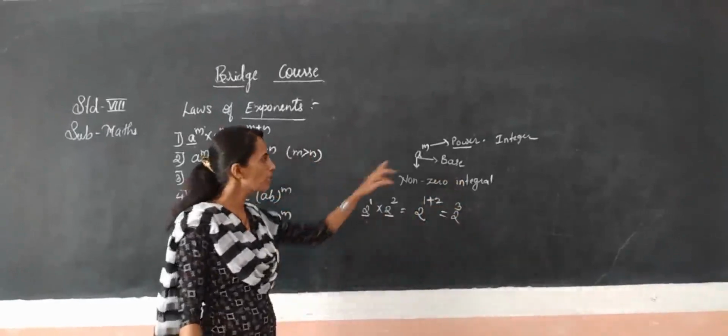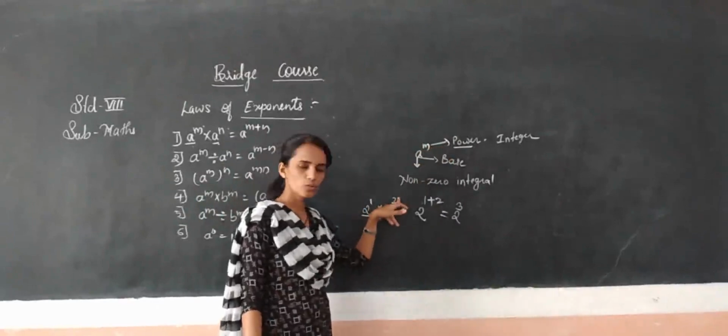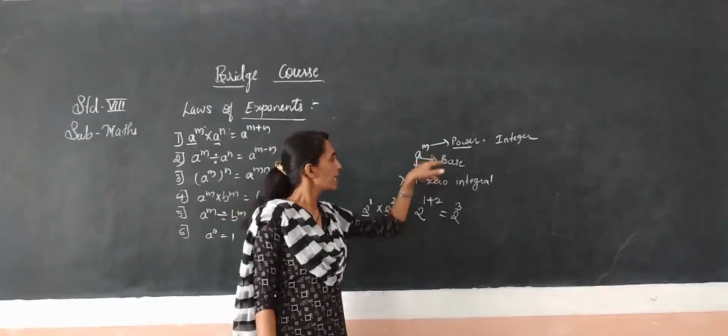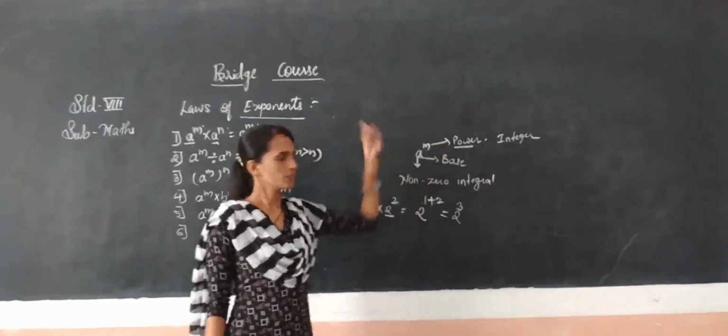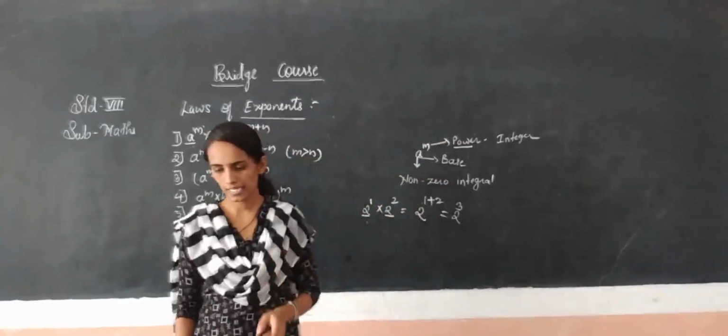How to read this? a raised to m; like that, 2 raised to 1, 2 raised to 2. Or a to the power m, 2 to the power 1, 2 to the power 3. Like this we can read it.